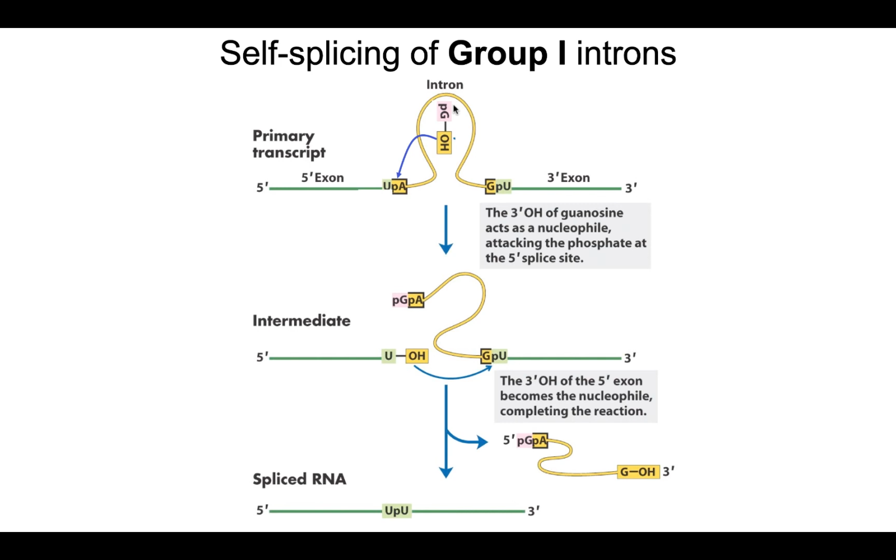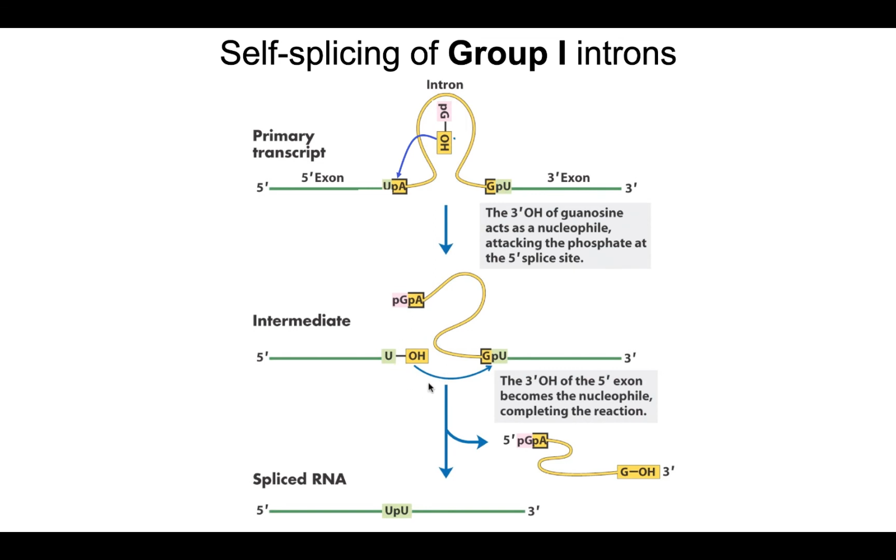And so it's going to be the 3' hydroxyl group of this free-floating G nucleotide that is going to attack the phosphodiester bond between the last base of the exon and the first base of the intron. That breaks the bond there. Okay, so now the link between the intron and the exon has been broken.